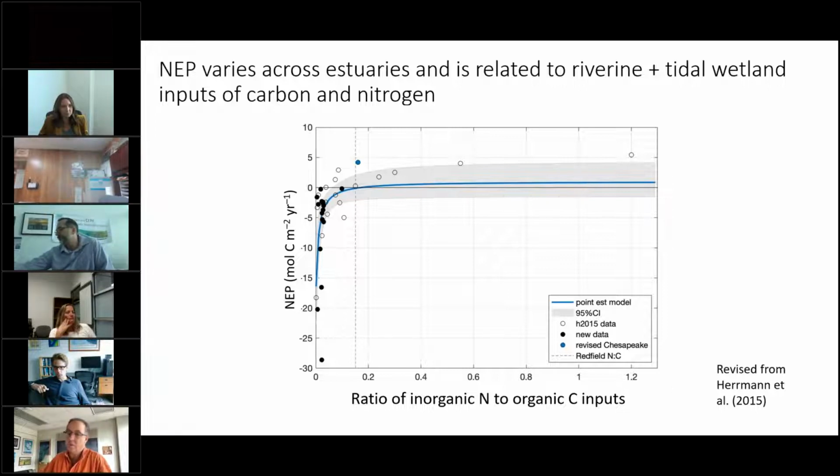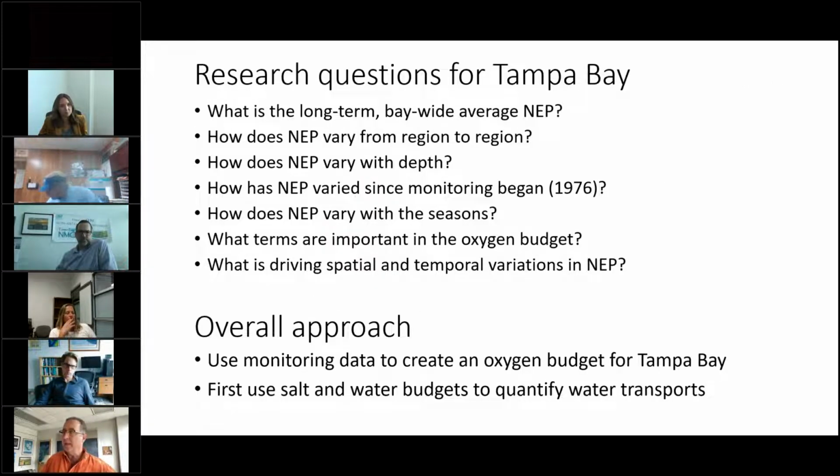And you can see many estuaries are net heterotrophic. You see the values are negative, and some estuaries are net autotrophic. So you can go to the next slide, Maya. And so we want to know what's the NEP for Tampa Bay.